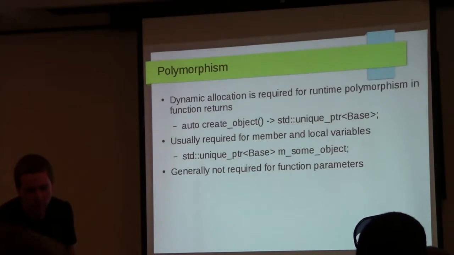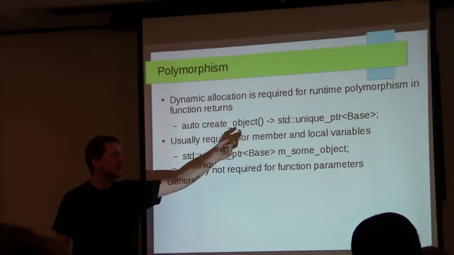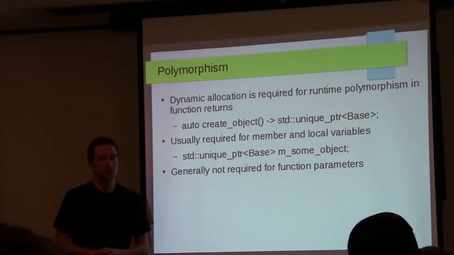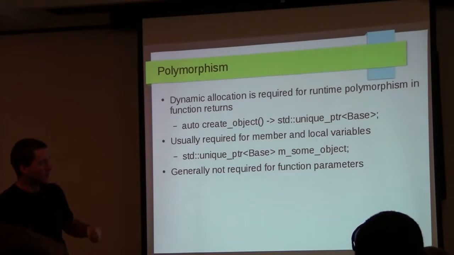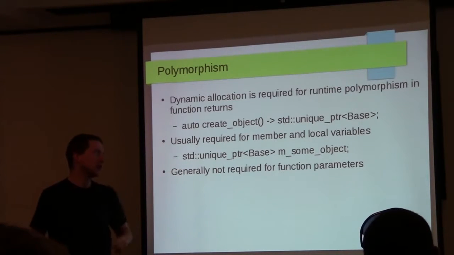Instead, I'm going to go to polymorphism. Dynamic allocation is required for runtime polymorphism in function returns. So if you want to return a pointer to a base, in general, you should do that with a unique pointer. It's also usually required for member and local variables. So if you want to store a pointer to a base, generally store a unique pointer to the base.